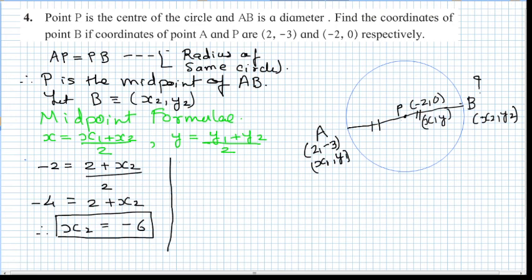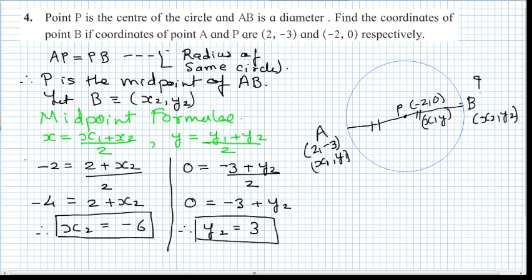Let's go for y. How much is y? It is the y coordinate of P, that is 0. How much is y1? -3. And y2 we have to find, upon 2. 2 into 0 is 0. So 0 equals -3 plus y2. So therefore what will y2 come to? 3 units, of course, 3 units.